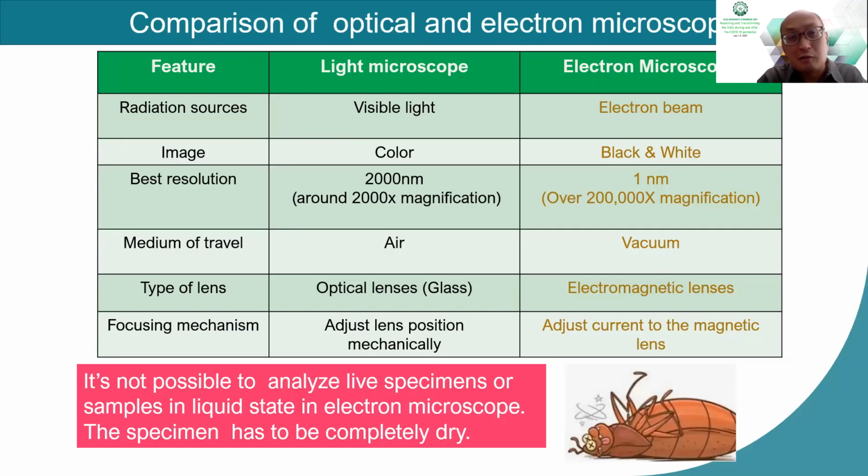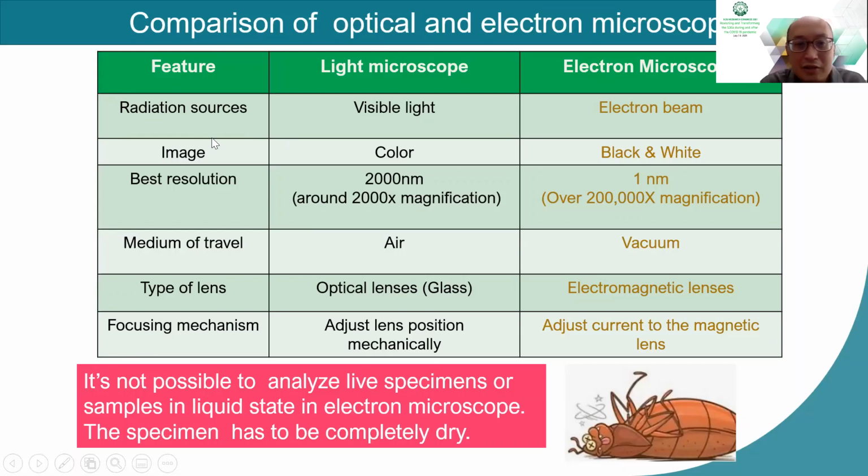So just to compare, the radiation source is visible light for the optical microscope, while for the electron microscope it is an electron beam. The image is in color for the light microscope and black and white for the electron microscope. The best resolution for a light microscope is about 2,000 nanometers. An electron microscope can go below 1 nanometer and beyond 200,000x magnification. The medium of travel is air for light, and vacuum for the electron microscope. This is the reason why it's not possible to image a live specimen in an electron microscope. It has to be completely dry.